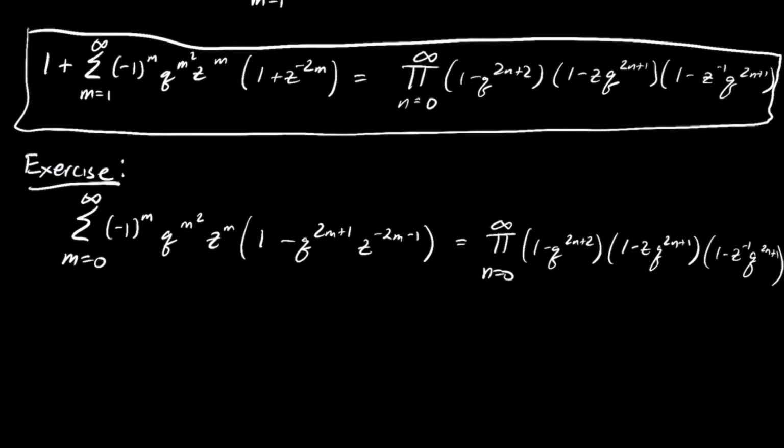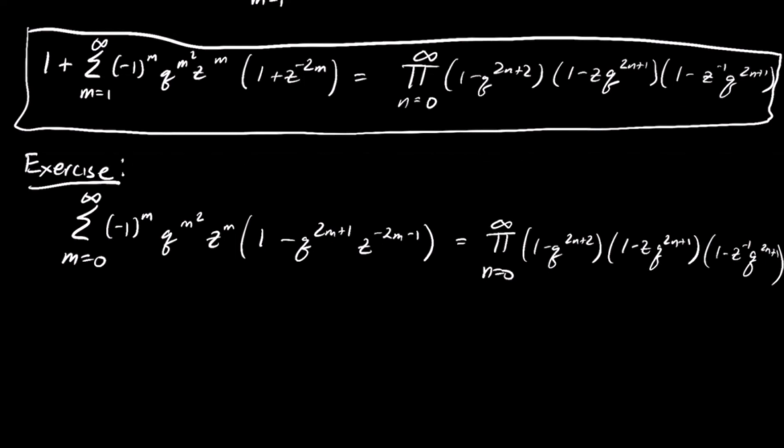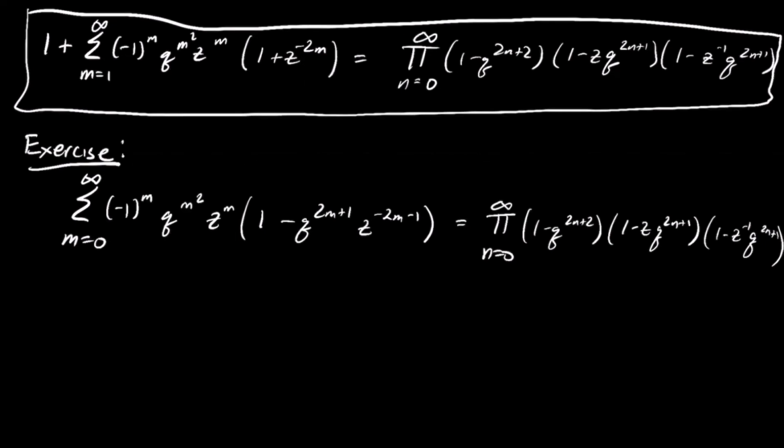So I'll leave this as an exercise. It uses a similar trick. It's a little bit more complicated than the rewriting that we had above, but we will also use this later on when we study the proof of the Rogers-Ramanujan identities. Okay, so I'll stop here.